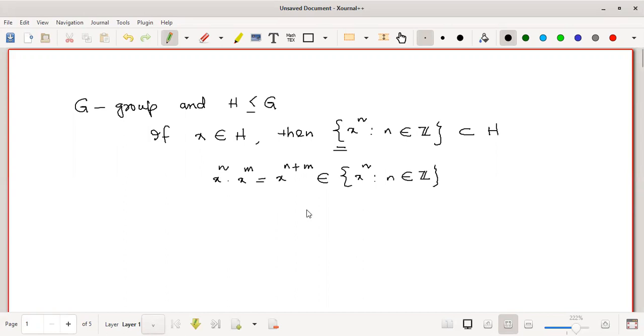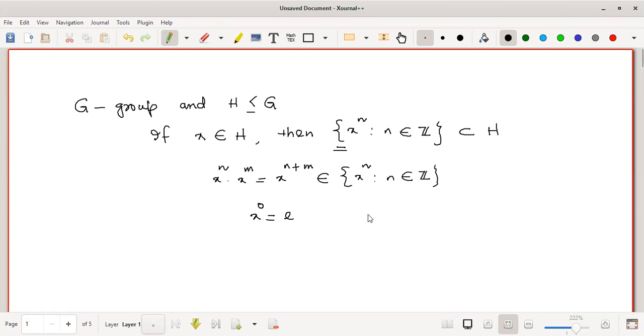Similarly, associativity can be easily checked. What is the identity element? The identity element, we know that this is our notation, x to the power 0 is identity. Whatever element x you take from the group, x to the power 0 is identity, and 0 is an integer, so identity is also there in the set.